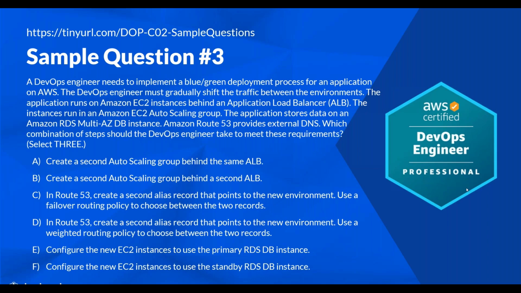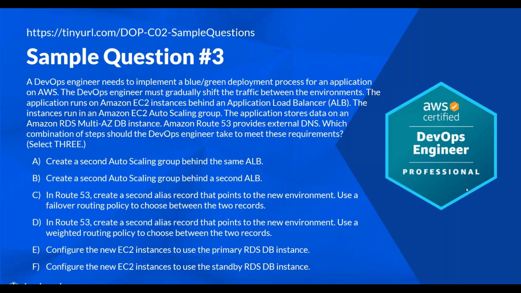And another potential clue when reading through this question is this mention of how Route 53 is providing external DNS. So if I wanted to set up different records within Route 53 representing these 2 different environments, I'm going to need 2 separate load balancers for that. So that tells me between A and B, I probably need to choose B.